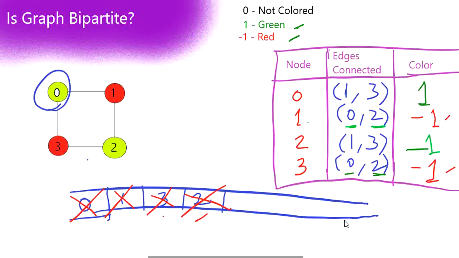Now our queue is empty and we traversed all the nodes and we haven't found any misconnections between the nodes. Now we are going to return true here.